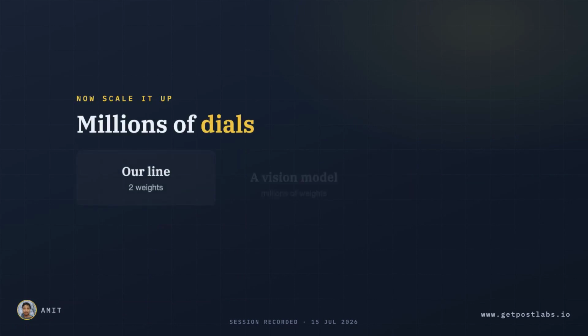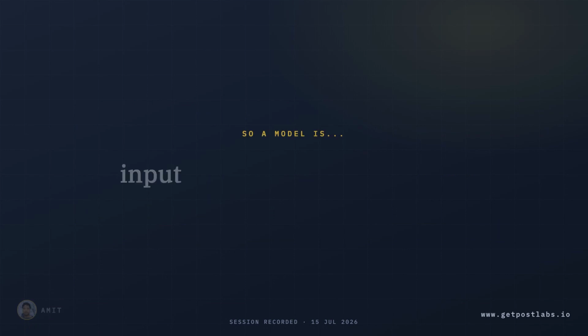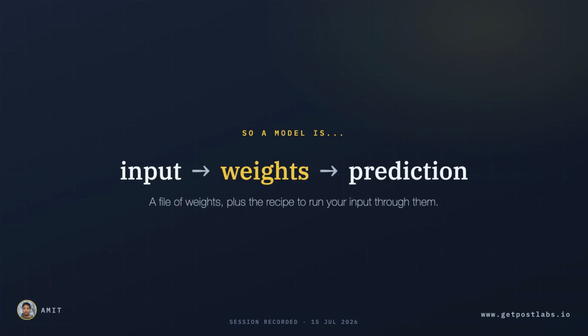Now scale that up. A real model doesn't have two dials. It has millions, billions of them. ChatGPT has around 1 trillion. Every single one is just a trained number, one weight. So a model is literally a file full of these weights. You hand it your input, it runs the numbers through those weights, and out comes a prediction. Input in, weights do their thing, answer out.